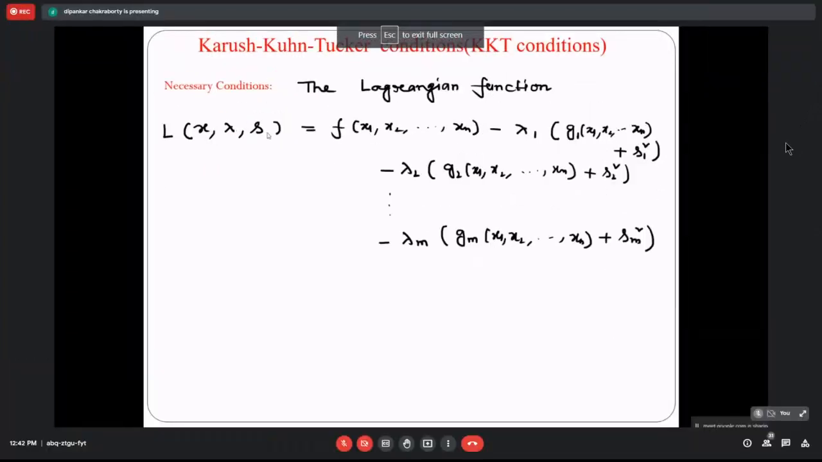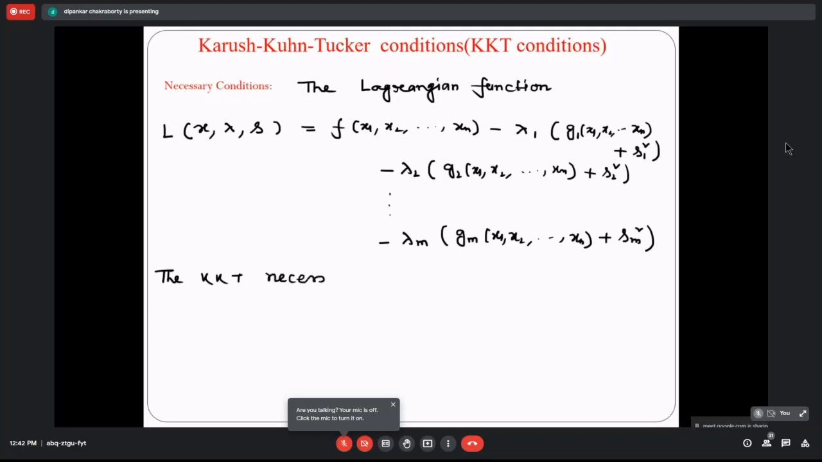So now what we have done earlier, we have taken the partial derivatives with respect to each of the variable. Then with respect to x, with respect to lambda, with respect to s. So the KKT necessary condition. KKT necessary condition is what? Partial derivatives with respect to, I can say, del xi. Then what we are going to get?